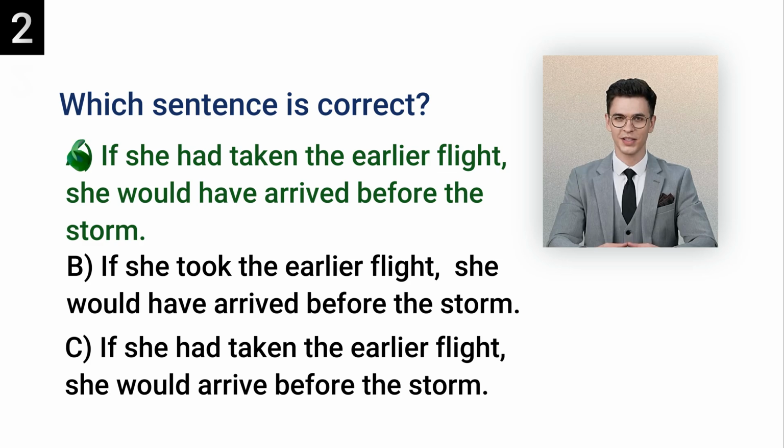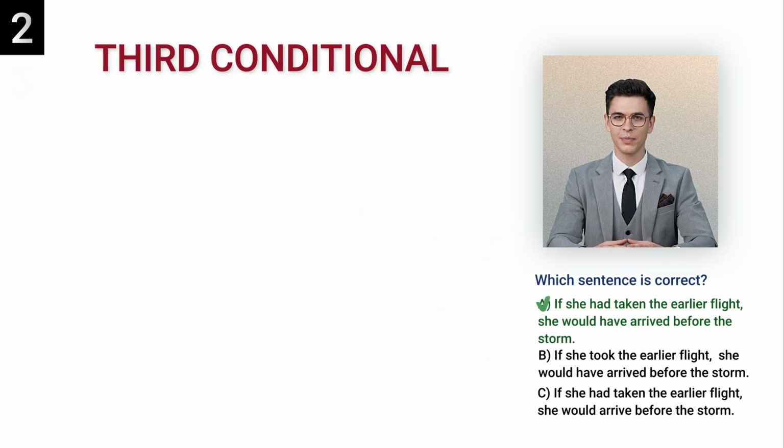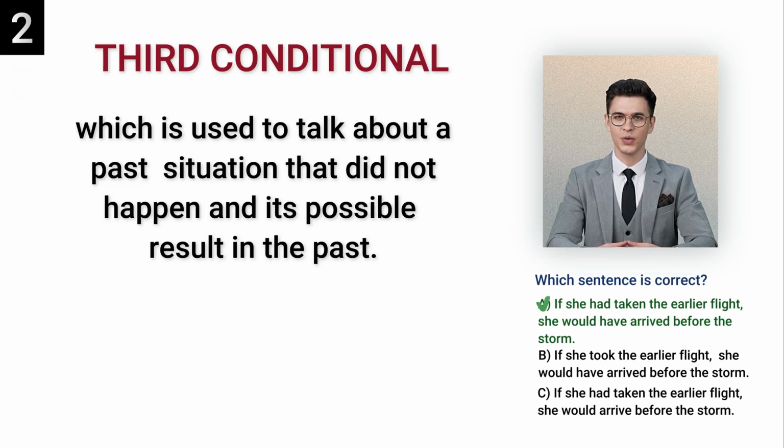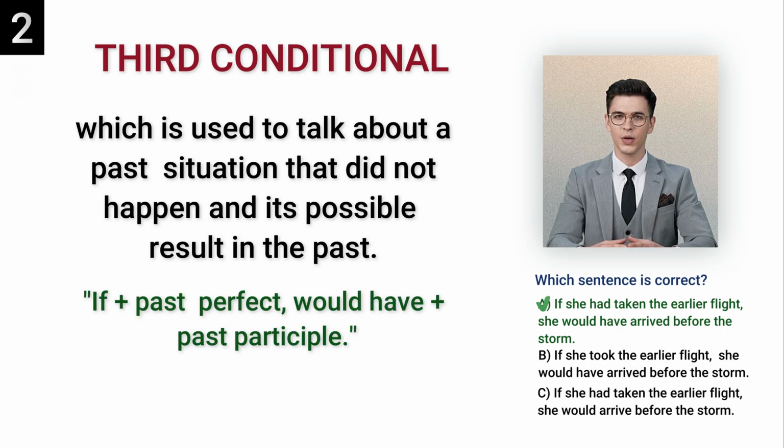The correct option is: if she had taken the earlier flight, she would have arrived before the storm. Here we have an example of a third conditional sentence, which is used to talk about a past situation that did not happen and its possible result in the past. This sentence structure typically follows the pattern: if plus past perfect, would have plus past participle.